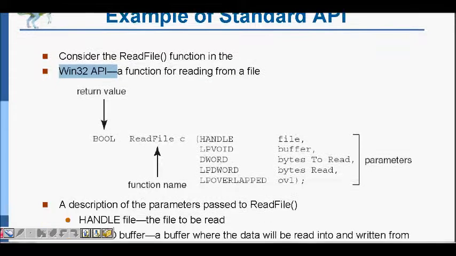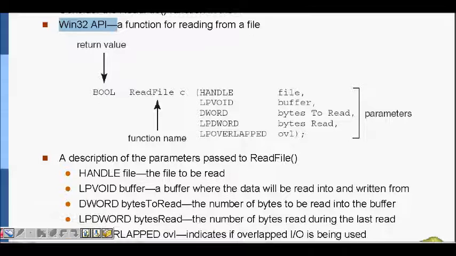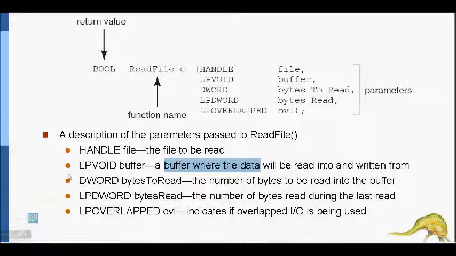So there is a ReadFile function, a system call in the Win32 API. You read a file, and what are the things you need to pass, as we were talking about. In fact, what I had given was a simple one, but ReadFile takes a lot of parameters. One is the handle file argument, which is the file you want to read. LPVOID buffer, where the data will be read into and written from.